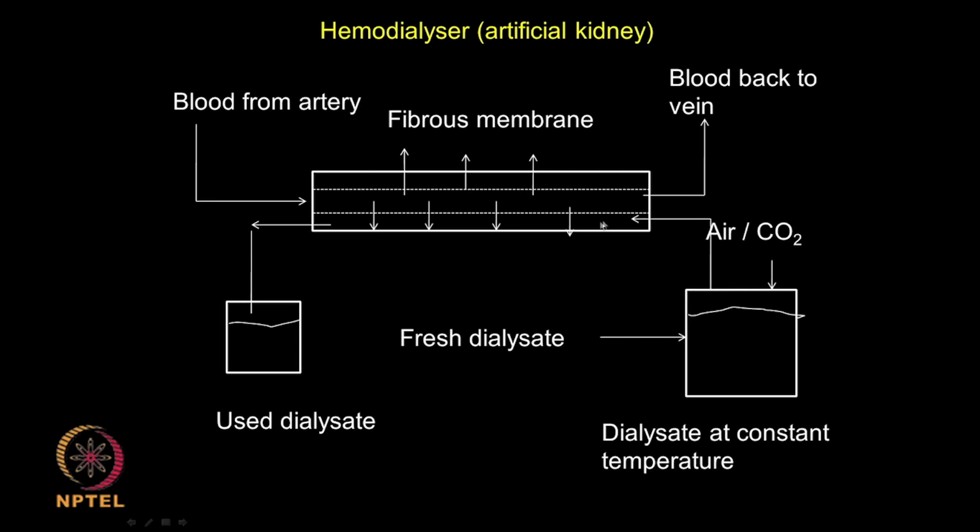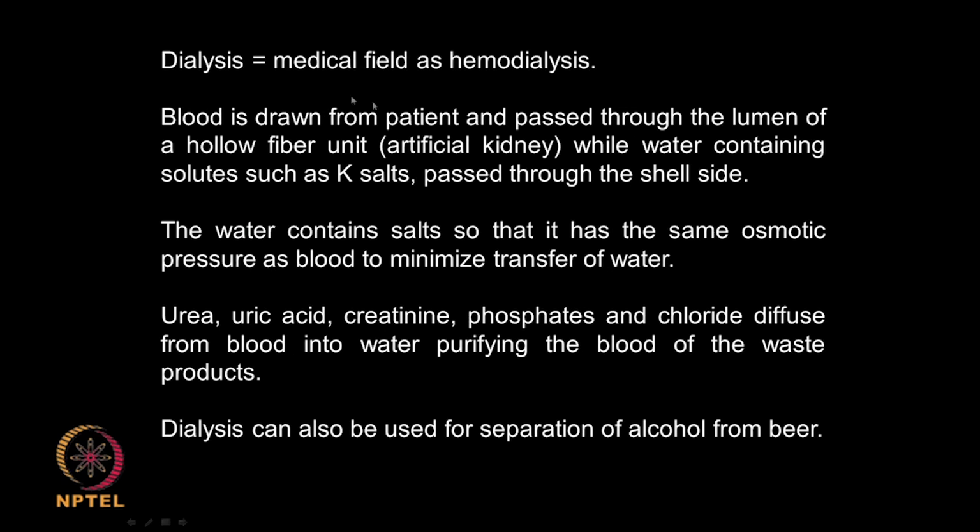We have the dialysate flowing outside these long fibrous tubes and the blood flowing inside. Sometimes the dialysate may go into the blood stream as well; those sorts of possibilities are there. So, this is called hemodialysis. It is generally used in the medical field, as I said. The blood is drawn from the patient and passed through the hollow fiber unit, the lumen, as it is called. Water containing solutes such as potassium salts is passed to the shell side; that is called dialysate. You use salts because you want to make the osmotic pressure the same as in the blood as well as on the water side.